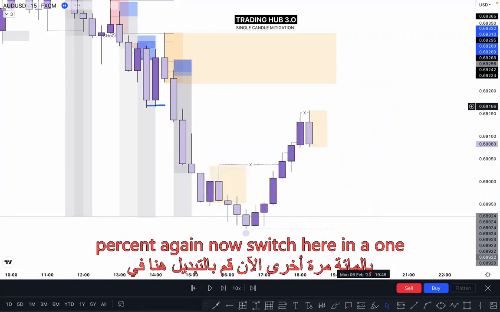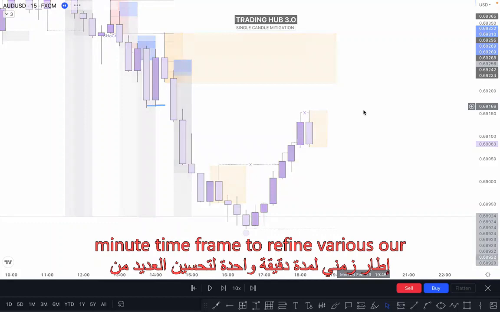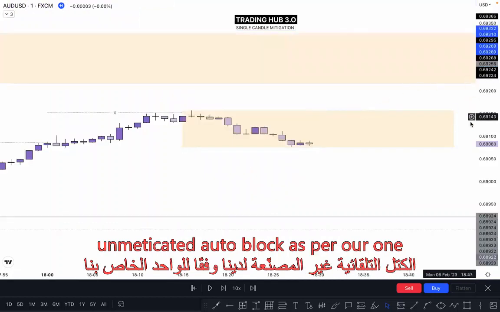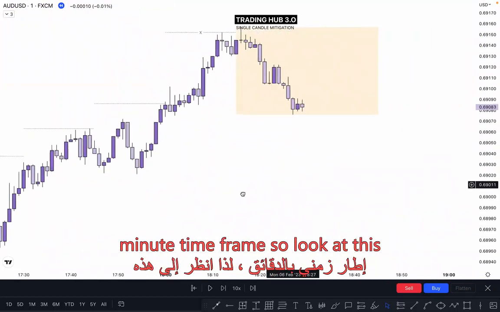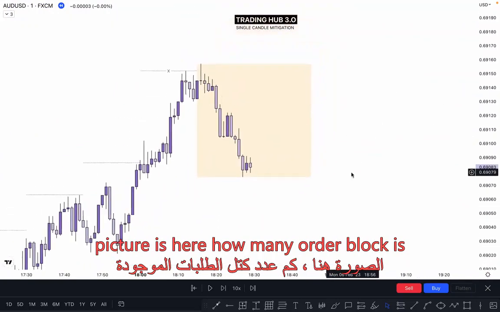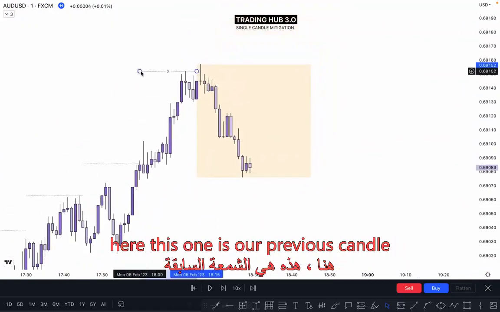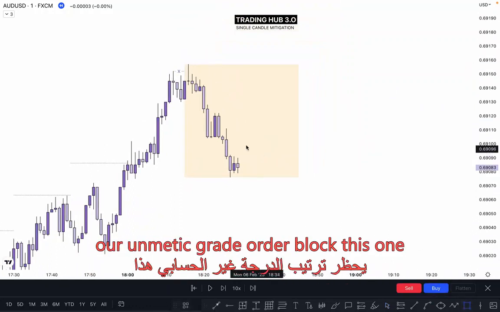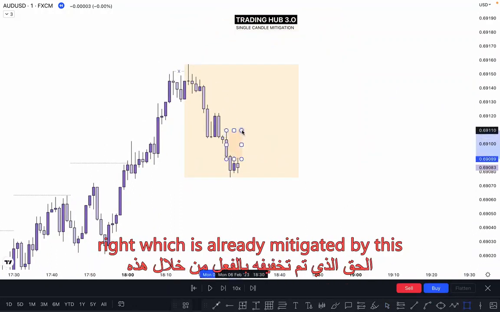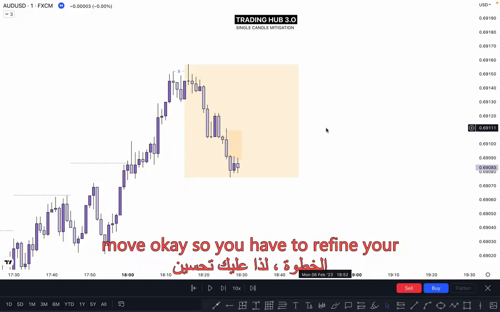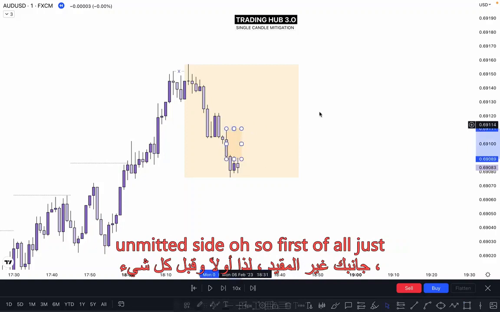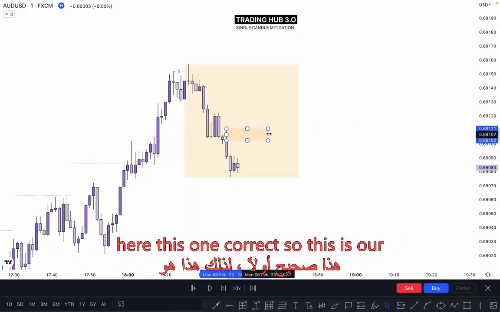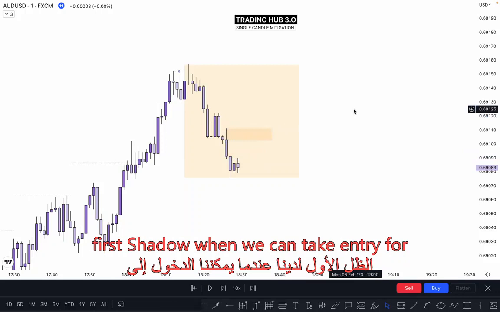Now switch here to the 1 minute time frame to refine where our unmitigated order block is as per our 1 minute time frame. So look at this picture here. How many order blocks are here? This one is our previous candle high which is already taken out. Where is our unmitigated order block? This one, right, which is already mitigated by this move. Okay, so you have to refine your order block, you have to refine your unmitigated shadow. So first of all is this one, correct? So this is our first shadow where we can take entry for this sell.